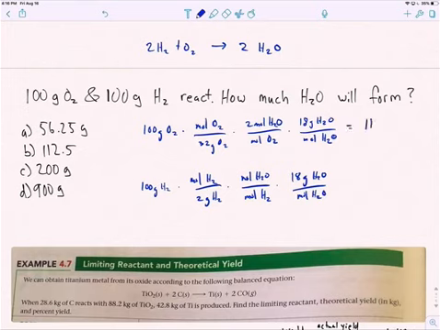And here you get 112.5, and this is 900. So which one's the limiting reagent? It's oxygen. How much is formed? It's B. And this is another case where you can apply logic, where B is the only viable answer, really.